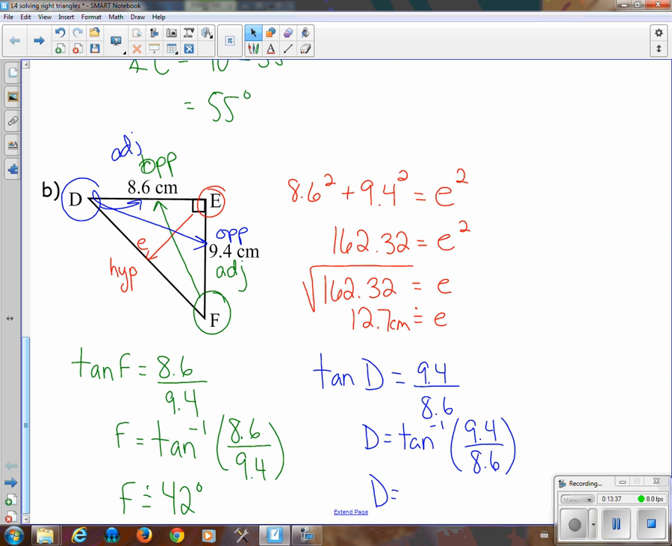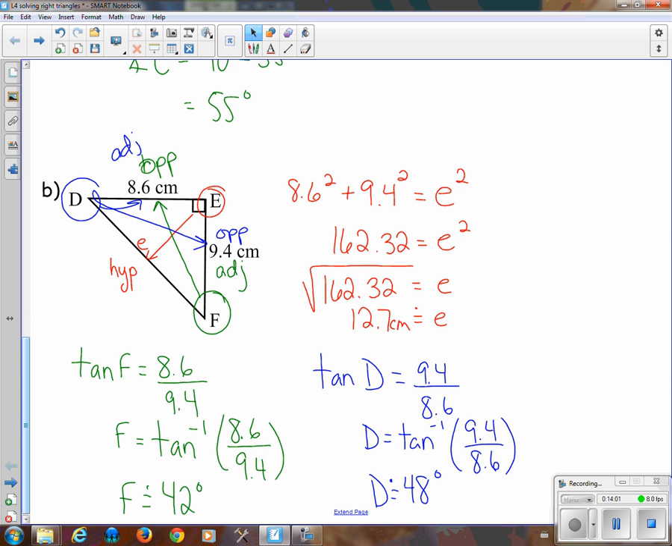So when I do mine, I get that angle D is about 48 degrees, which should make sense because the two angles in a right angle triangle should add up to 90 degrees, because the third one is 90. And 90 plus 90 makes 180. And 42 and 48 are 90 degrees.